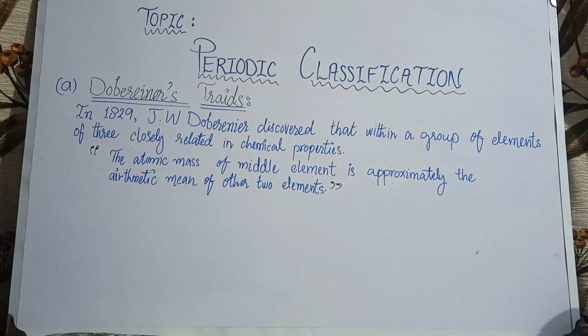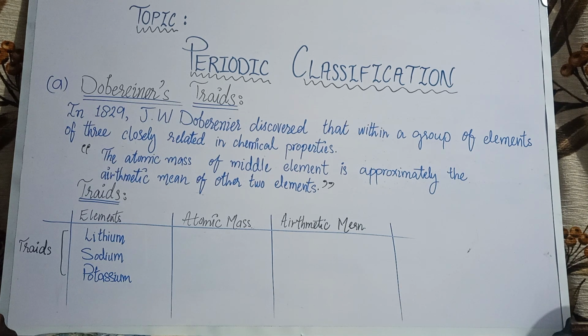Now come to the triads. A group of three elements is called a triad. The first triad is lithium, sodium, potassium. The atomic mass of lithium is 7, sodium is 23 and potassium is 39. The atomic mass of lithium is 7 and potassium is 39. When we add them and divide by 2, the answer comes as 23, that is the atomic mass of sodium. This is the first triad.